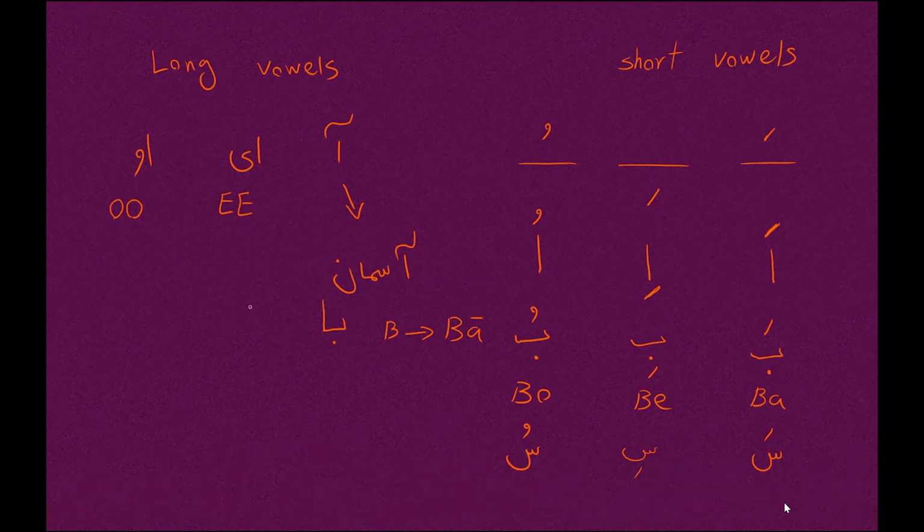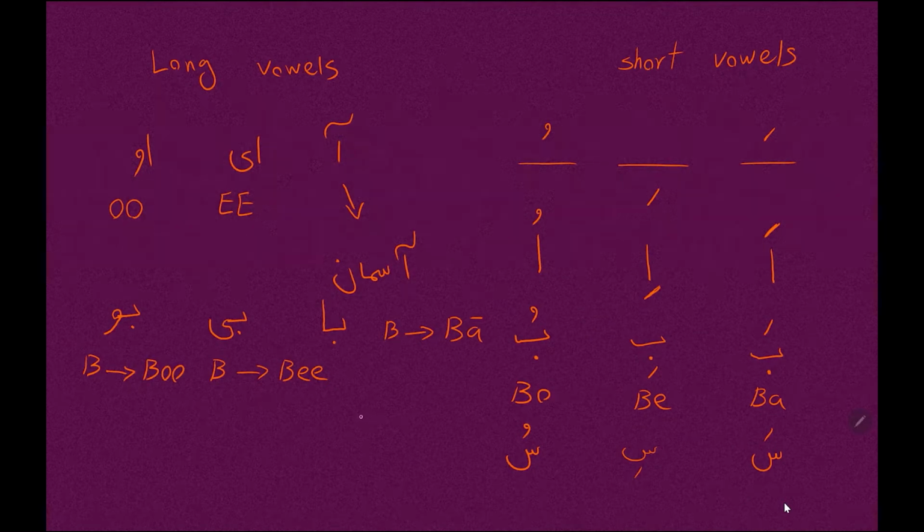And here we have B again, and we want to add Ye to this letter to make it sound from B to Bi. And here we have B again, and we add V to make it sound from B to Bu.